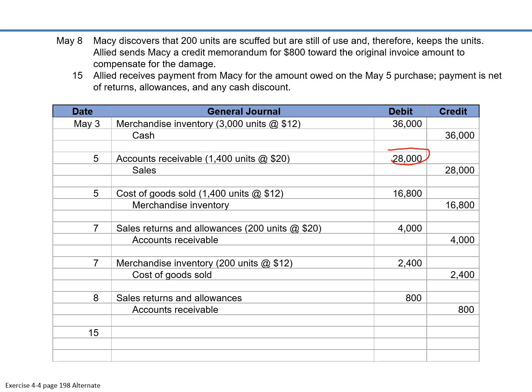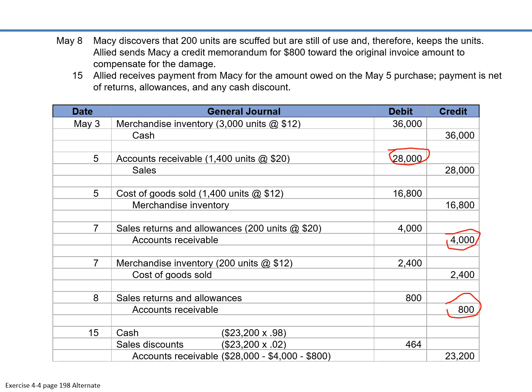So again, we had a $28,000 AR balance that we started with. Then they returned some goods for $4,000, and we gave them a credit memorandum for $800. So we're going to reduce our accounts receivable balance for the net of all of those. So that's $23,200. We're going to record sales discounts for 2% of that $23,200, which is $464. And then we're going to debit cash for 98% of the accounts receivable balance because they took a 2% discount. Okay, hopefully you did well on that one.